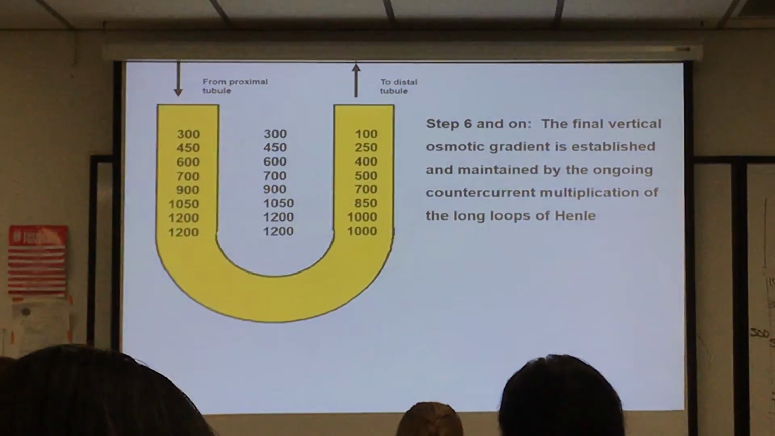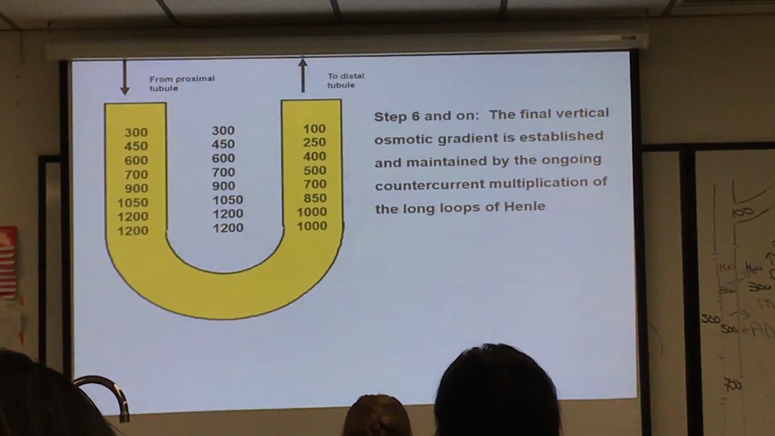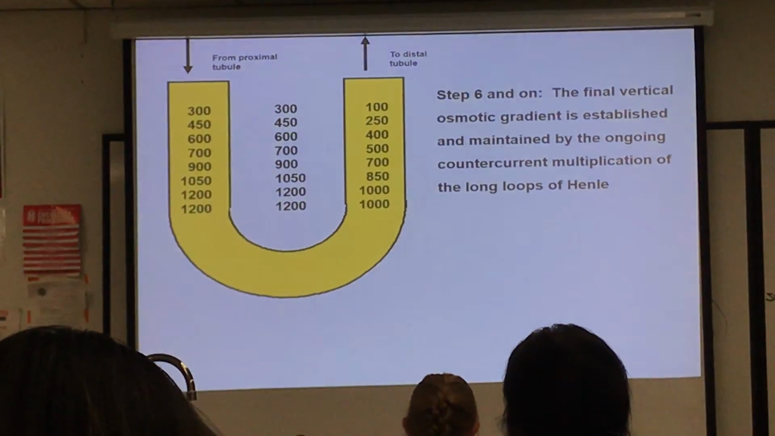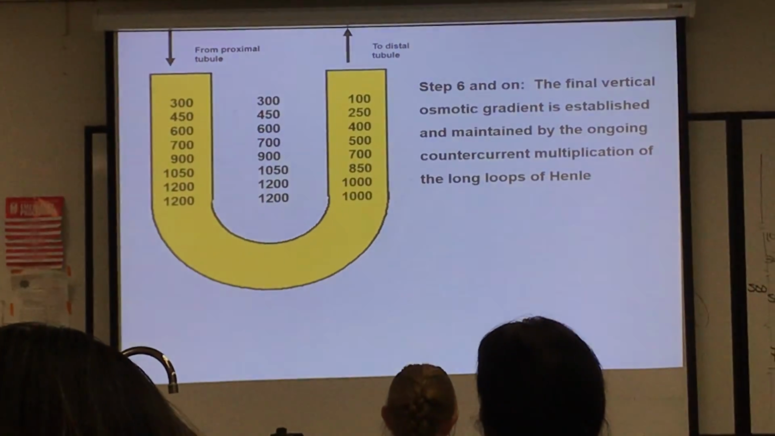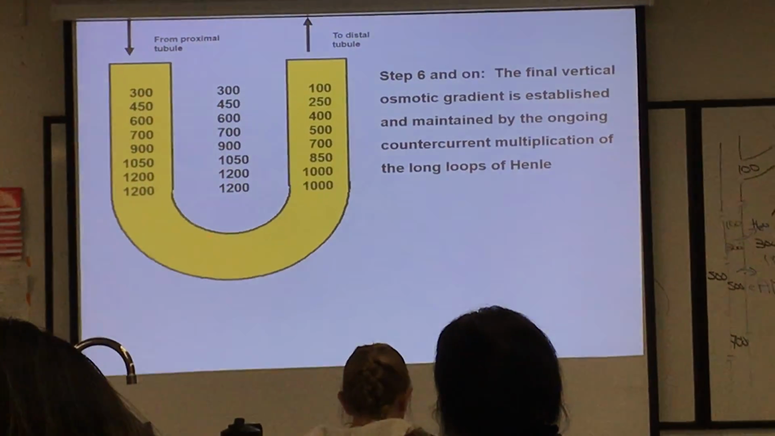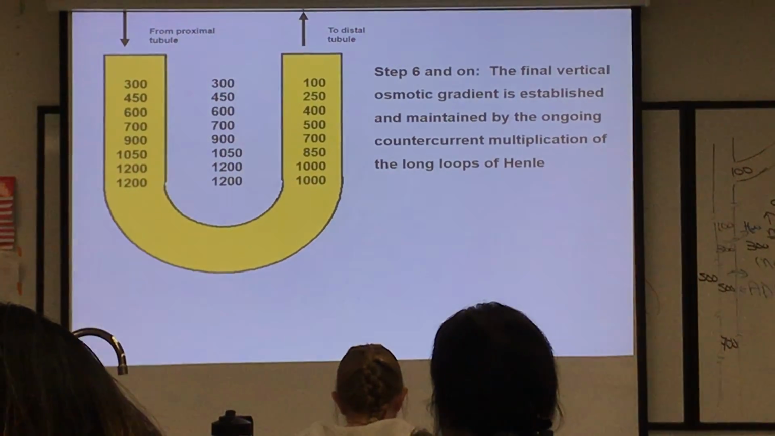So the ascending limb pumps out the sodium. That's how it gets diluted. It's impermeable to water, or the water would just flow and it'd stay the same osmotic concentration. The descending limb is permeable to water, and that water is pulled out to match the gradient, and so it becomes more concentrated.